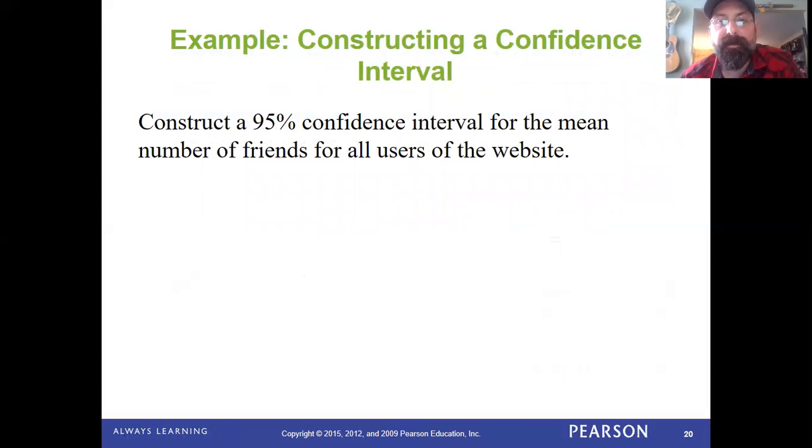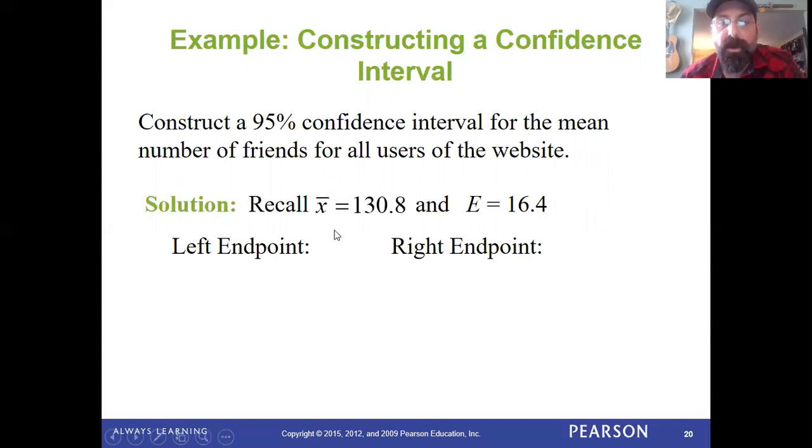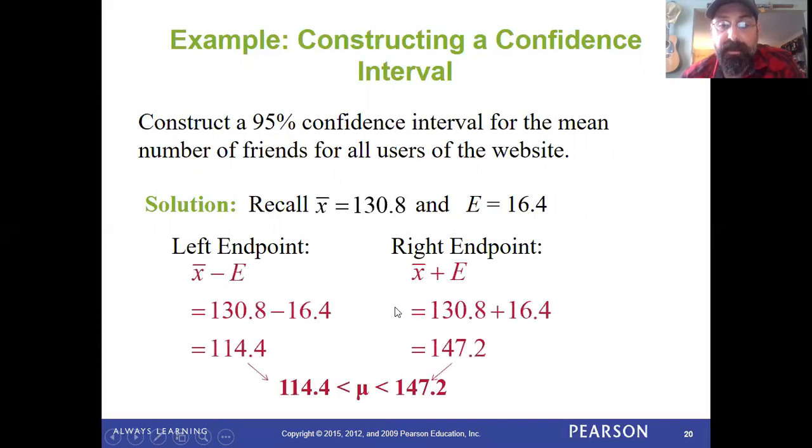So let's go ahead and finish off the original problem. Construct a 95% confidence interval for the mean number of friends for all users of the website. Before, we calculated the point estimate from the 40 to be 130.8, and we've calculated the margin of error to be 16.4. So we simply subtract and add the margin of error, giving us the lower and upper points of our confidence interval.